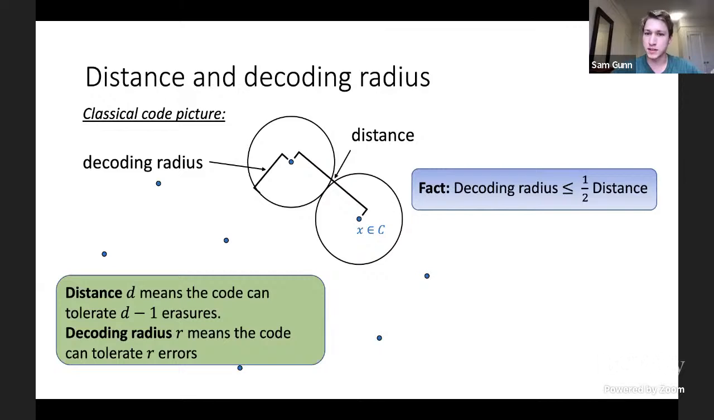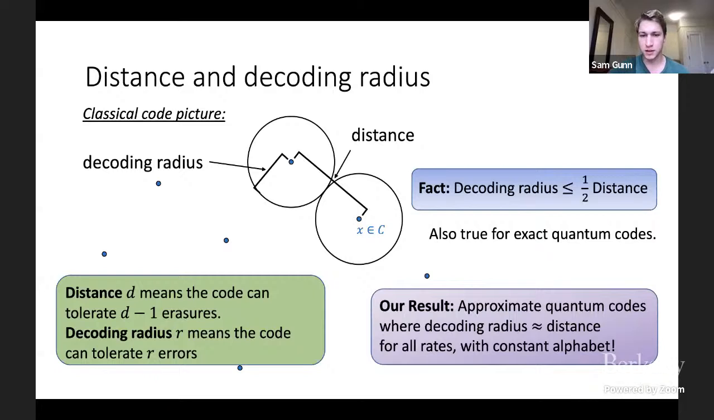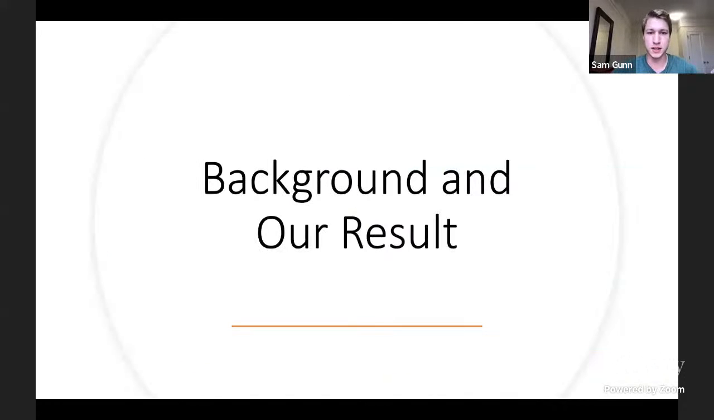Okay, it's a fact that for classical error correcting codes, the decoding radius is always at most half the distance. You can see that from the picture. And it turns out this is also true for exact quantum error correcting codes, and I'll try to sketch an outline of a proof of this in a few slides. So our result is that we show that there exist approximate quantum codes where the decoding radius actually is all the way up to almost the distance, for all rates and with a constant alphabet. So still in the setting of the previous slide. Okay, let's get some more background and talk about our result in a little more detail.